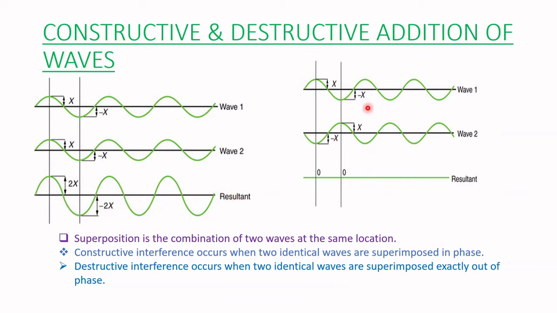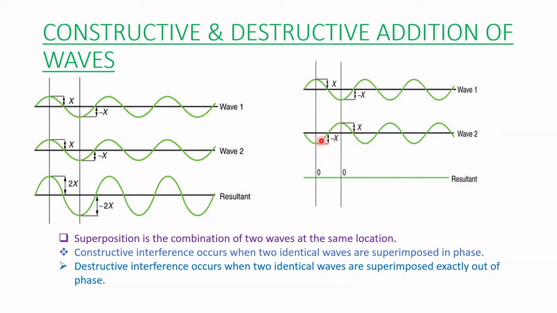At the same time over here, wave 1 and wave 2 are there, but wave 1's crest is overlapping with wave 2's trough. Because they are exactly the same displacement in opposite order, x positive and x negative, the resultant here is equal to 0. Even here, minus x is added to plus x, and the resultant is 0. So destructive interference is when two identical waves are superimposed exactly out of phase, meaning a 180-degree difference. Then what happens is called destructive interference.